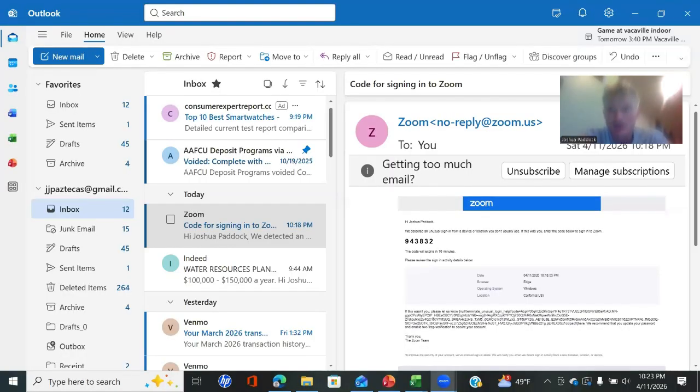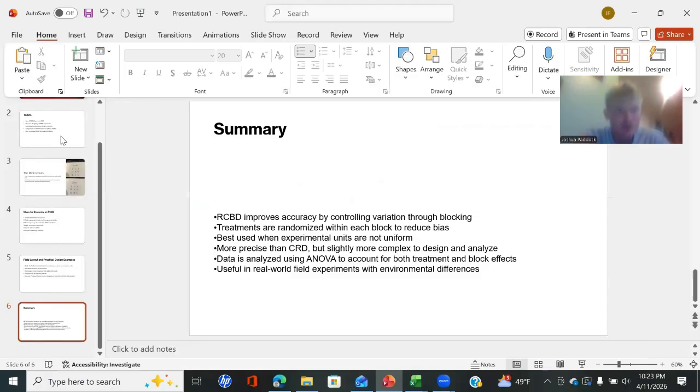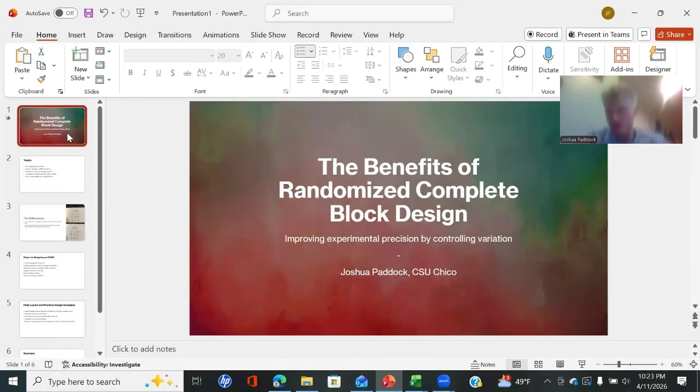Okay, I believe I'm now screen sharing. Okay, sorry for the camera being so blurry. I'm not sure why that is because it looks clean.